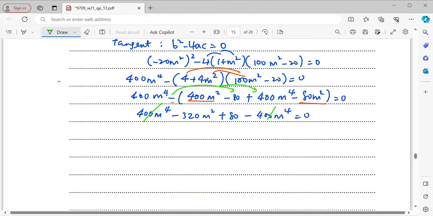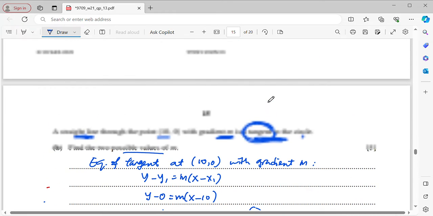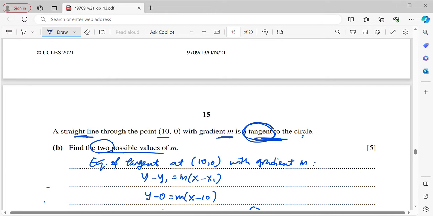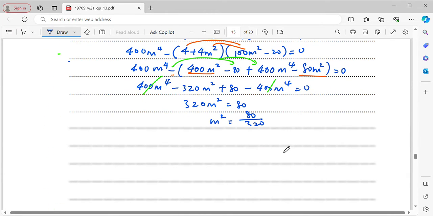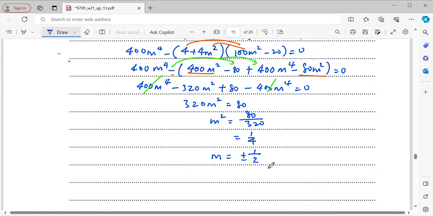Then the term with the m squared will be moved to right side. It will be 320 m squared equals to 80. Therefore your m squared is 80 over 320. Then that will be 1 over 4. And at last, your m is going to be plus minus 1 over 2. Okay, because you take the square root. So when you look at the question, 2 possible values of m. So we have found the 2 m values here, which are 1 over 2 and negative 1 over 2.